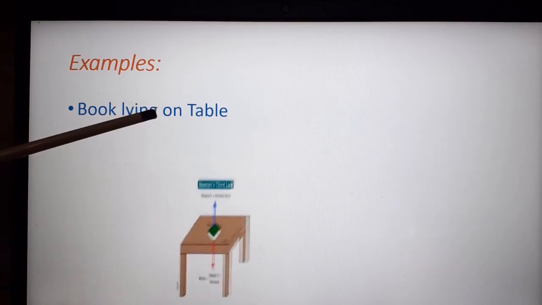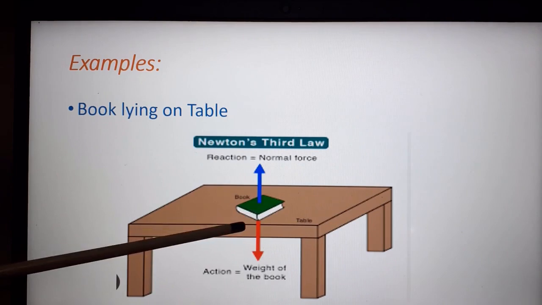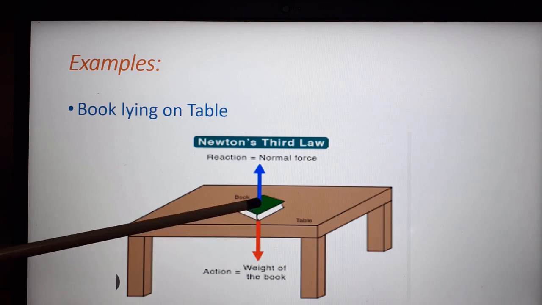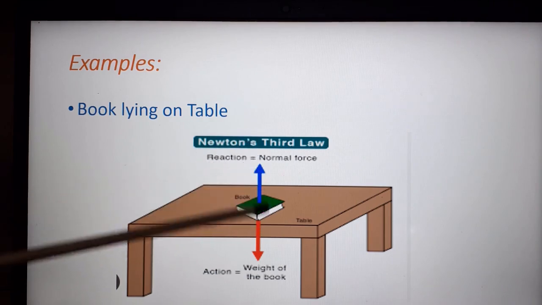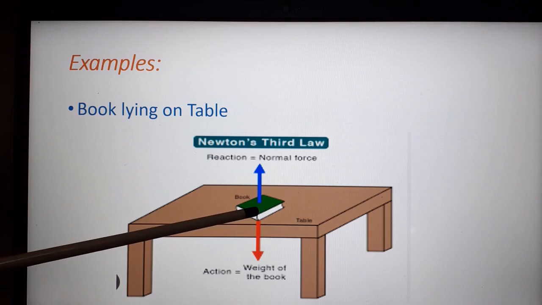Next is a book lying on a table. Let's think of which all forces are acting on this book. Force applied by book on the table, which is equal to the weight of the book, which is in downward direction. Force of reaction applied by table on the book in upward direction. As both the forces are equal and opposite, they cancel each other. So book is in state of rest. So book is in static equilibrium.